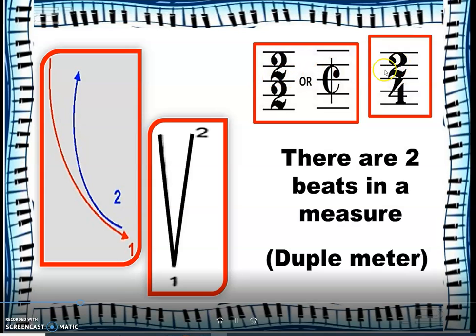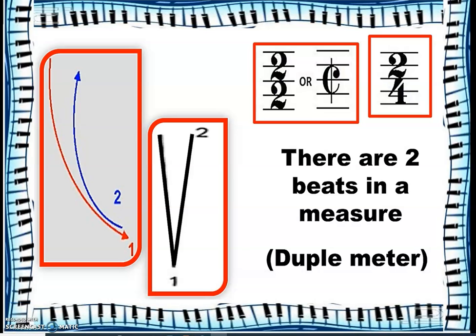Okay? And what does 2 mean? There are 2 beats in a measure. It is duple meter. So beats, we are talking about beats. The first beat is downward and the second beat is upward. So there are 2 ways to conduct the 2-4 and 2-2. Okay?